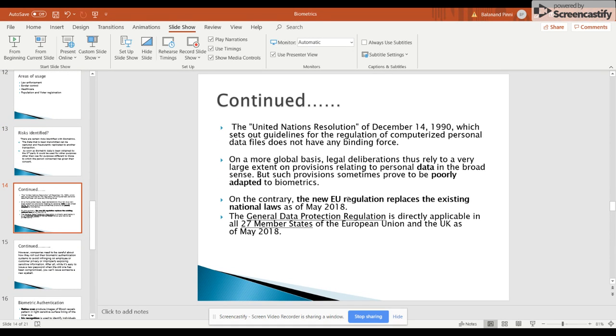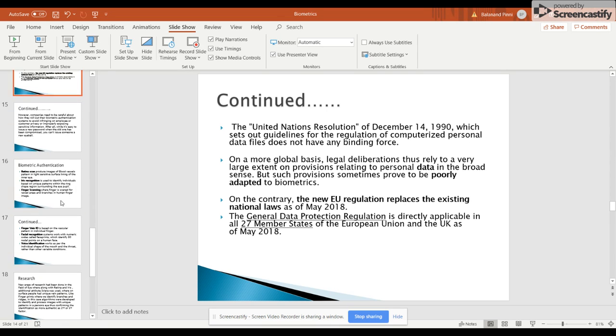There are certain data files that are bound by certain regulations and guidelines as per UN Resolution 1990, and also certain European regulations, which is in May 2018. Under the data protection regulations, you cannot share the data with some other country. The data cannot go out of Europe and be stored in other countries. So these regulations have to be kept in mind when you're using biometrics.